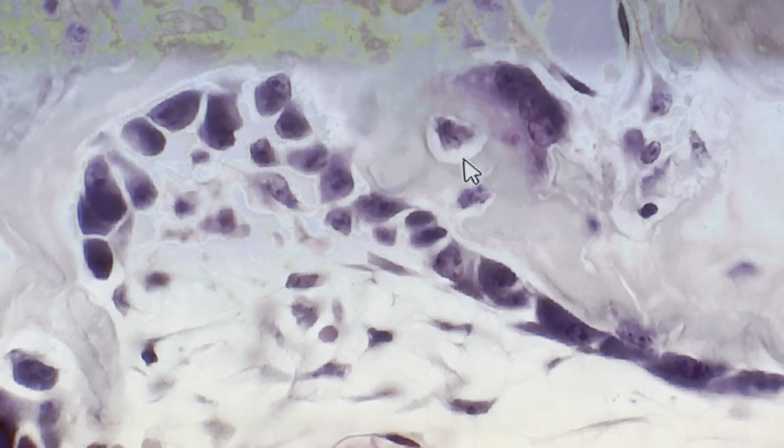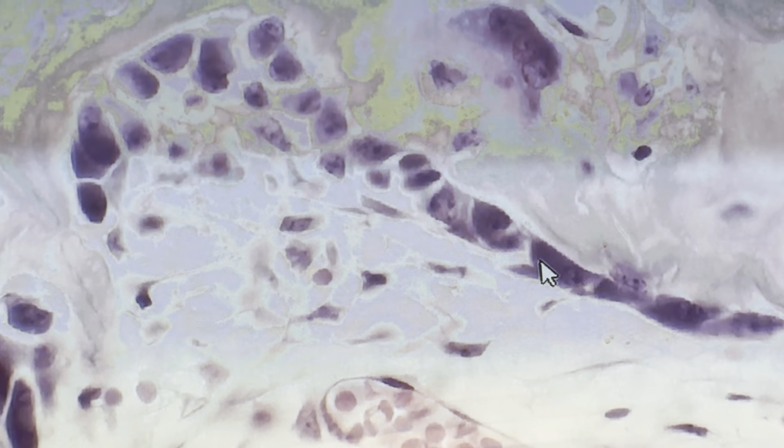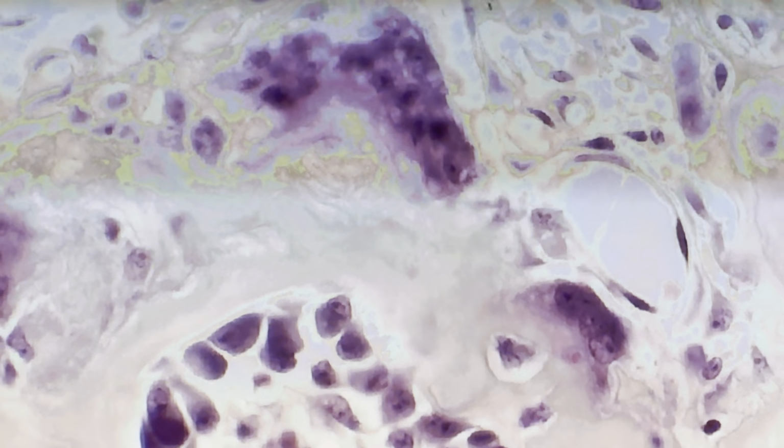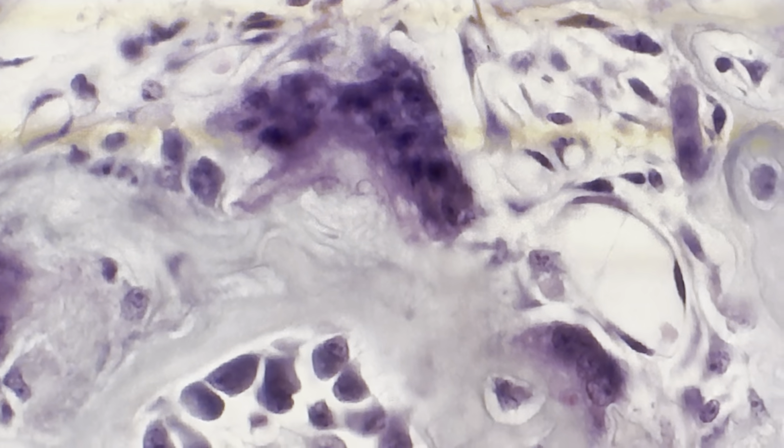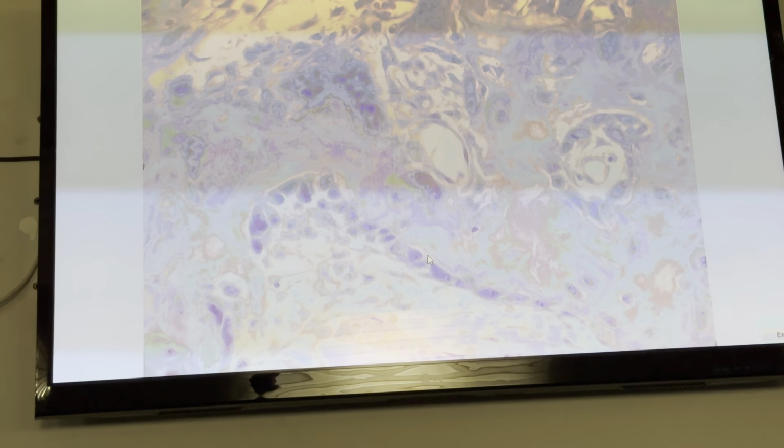Osteoclast, osteocyte and osteoblast. The lightly staining area is a newly formed matrix called osteoid. Any question about this slide?